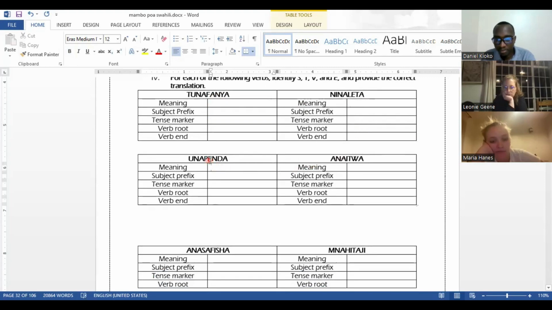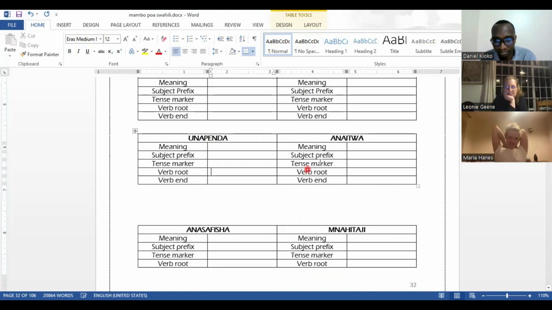So which will be the root for penda? Pend. Oh, P-E-N, the root. Sorry, I was thinking about the end. There's no way you can go to the end without first getting the root. Technically, yeah.